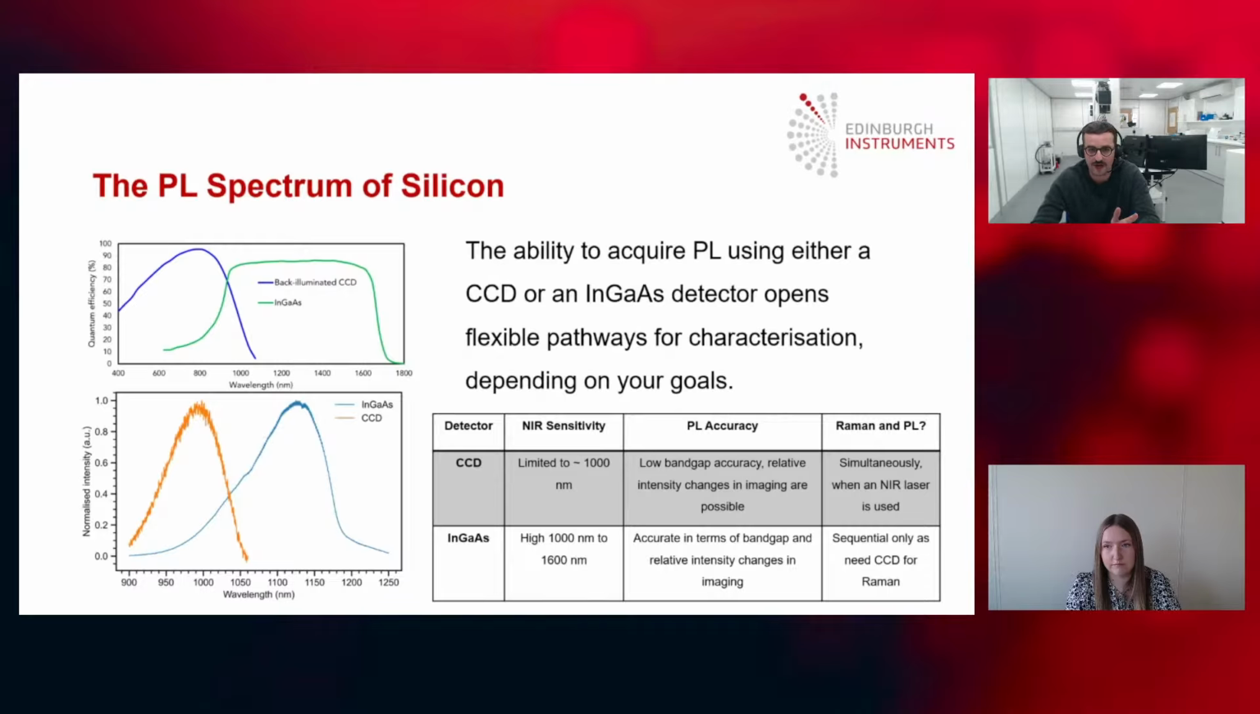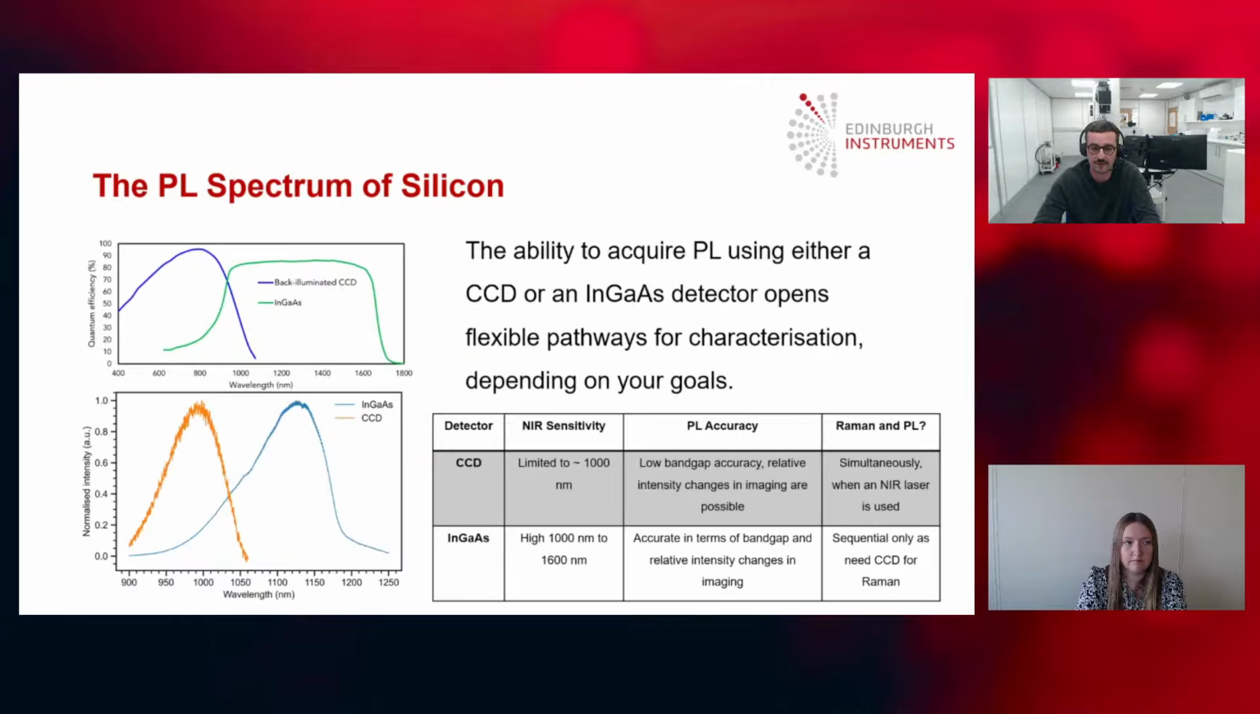However, in practical terms, you could use a CCD and do PL mapping and still get value from it. Especially for relative intensity comparisons across a wafer or chip, if you wanted to track how your radiative efficiency was changing, you could do that. But if you want accurate PL position and width measurements, you'd of course need an InGaAs.